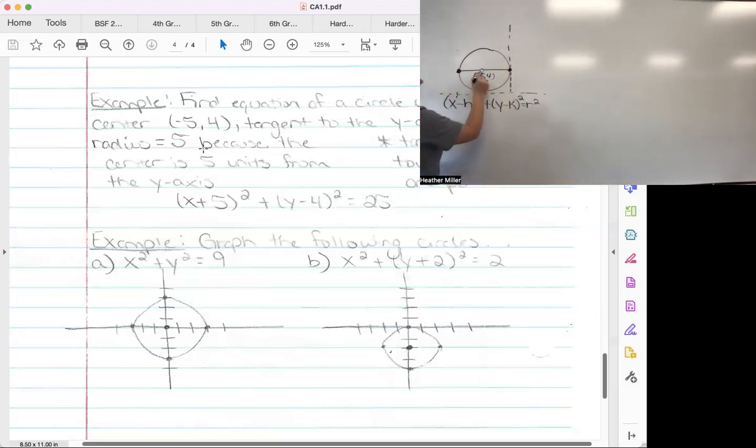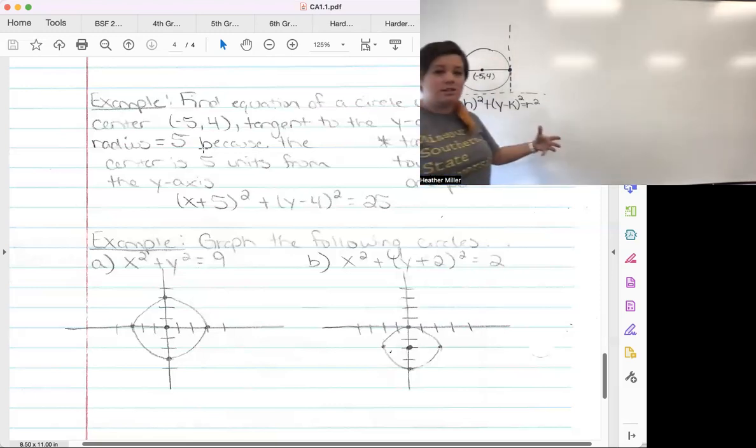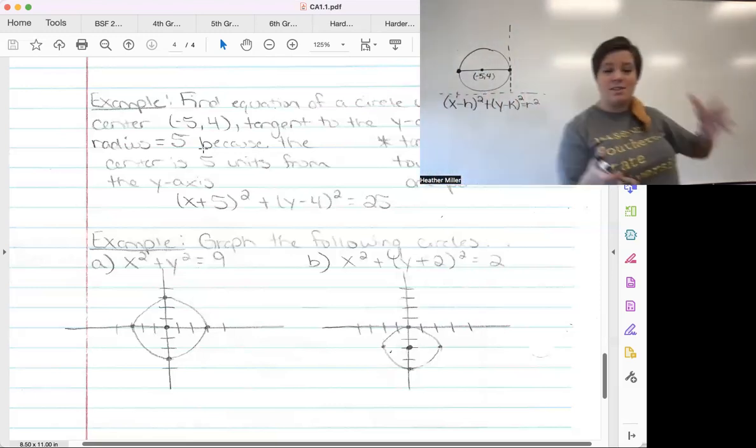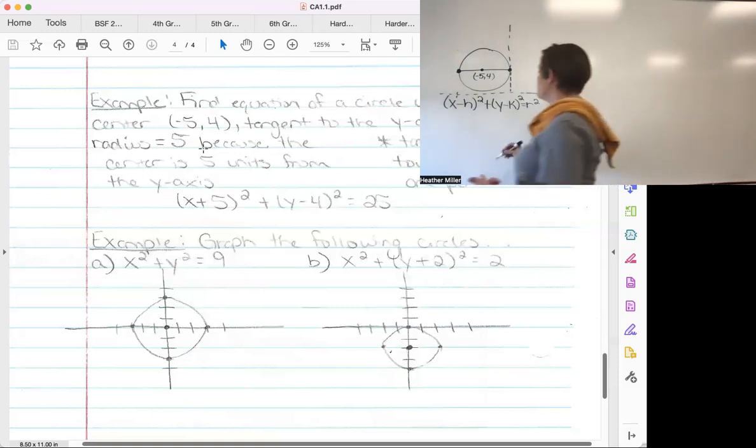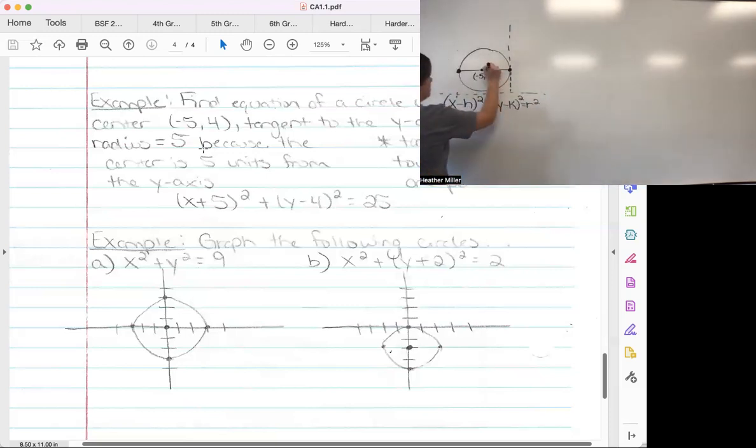So if I go 1 unit, 2 units, 3 units, 4 units, 5 units, then I'm back here at the y-axis. Do you see that? I hope you guys see that, because they've really given us everything we needed to know in that one little short section by giving us the center and telling us that we are tangent to the y-axis. Because being tangent to the y-axis means that my radius is actually 5 units.